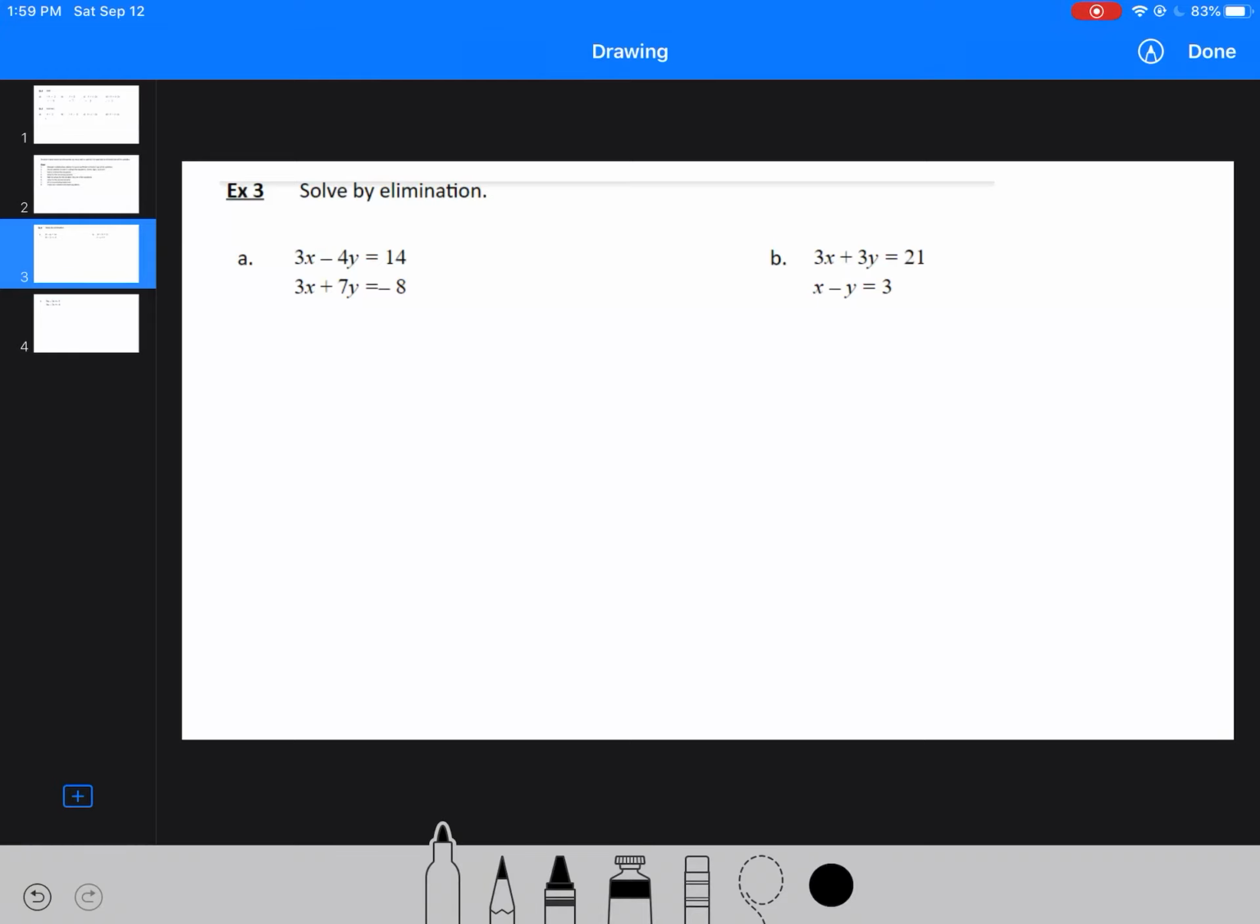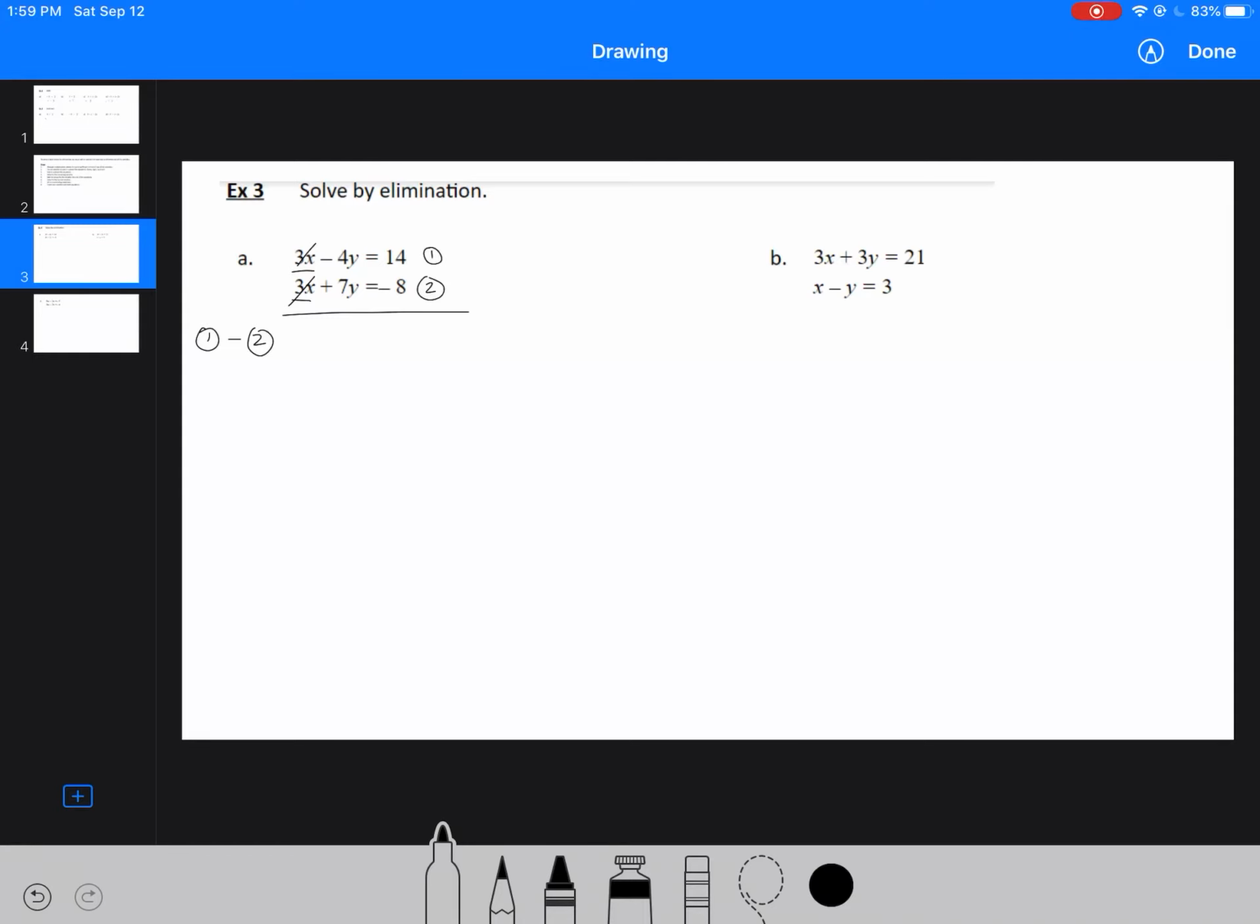So we're going to solve these two systems by elimination. So I'm going to label my equations 1 and 2. And what I'm going to notice is that I have the same coefficient in front of the x. So if I subtract those equations, so equation 1, take away equation 2, that is going to eliminate my x variable, because 3x take away 3x is 0.